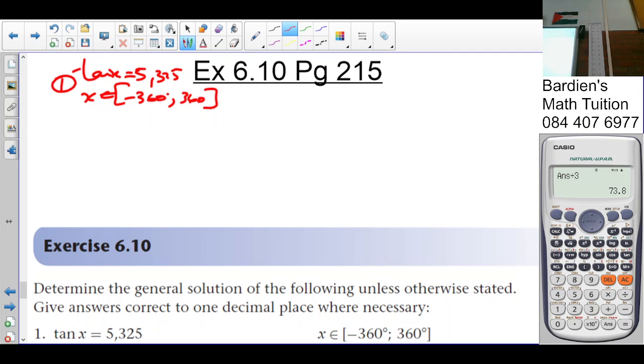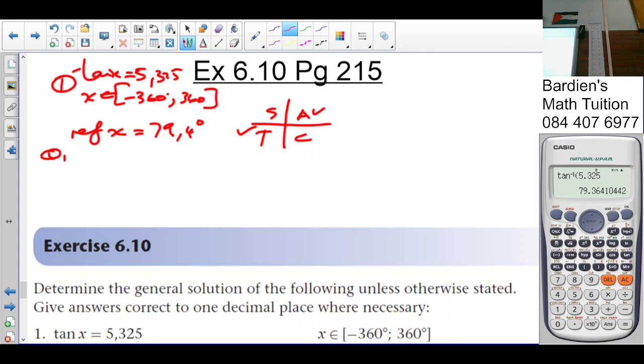So again we go with the reference angle. My reference angle is going to be x is equal to arctan of 5,325. Arctan of 5,325 gives us 79,36. Is that correct? So 79,4. Right. So which question comes to mind? In which quadrant is tan positive? First and third. So if I go with that, it's going to be quadrant 1. X is equal to 79,4 plus k times 180. Not so. Why k times 180? So the period on the tan graph is 180.